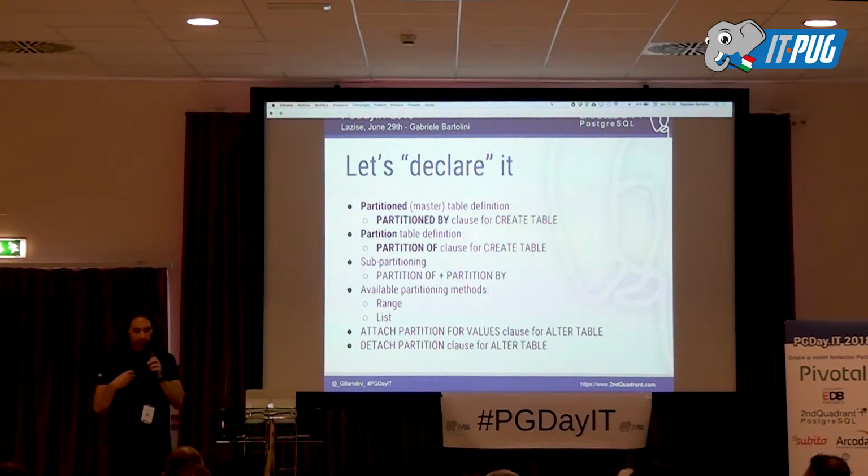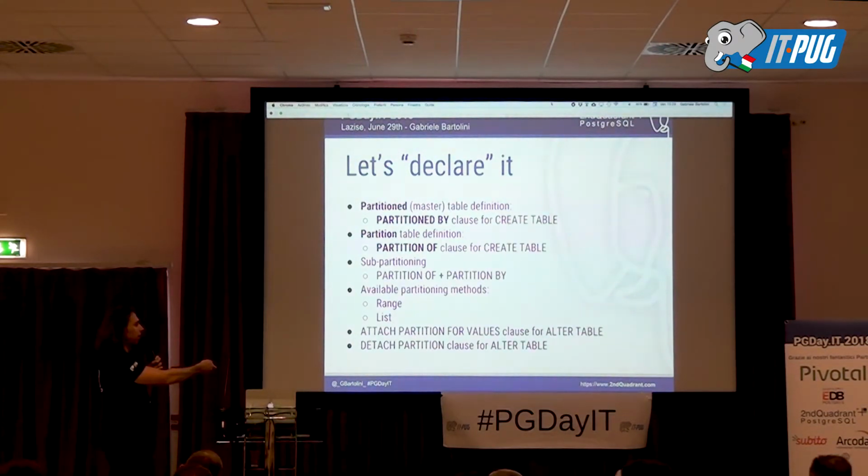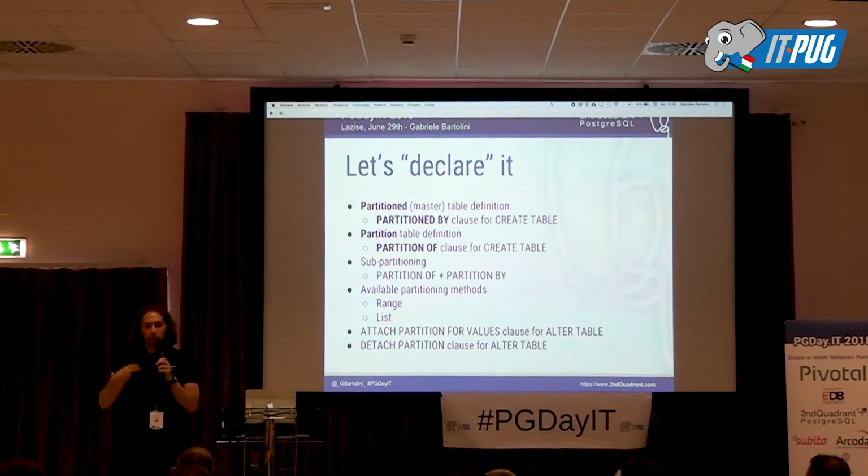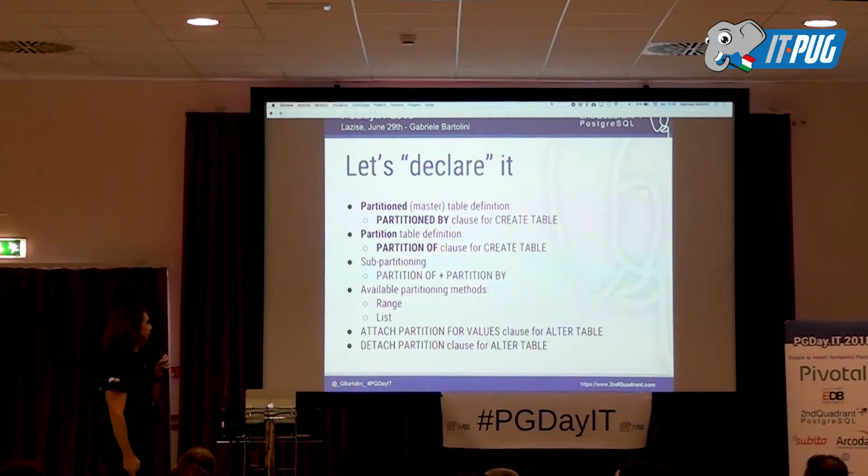The available partitioning methods in Postgres 10 are by range and list. There's also attach partition for the altered table and detach partition for altered table. So you can do it at runtime. You can create tables and then associate them at a later time to a partitioning schema.